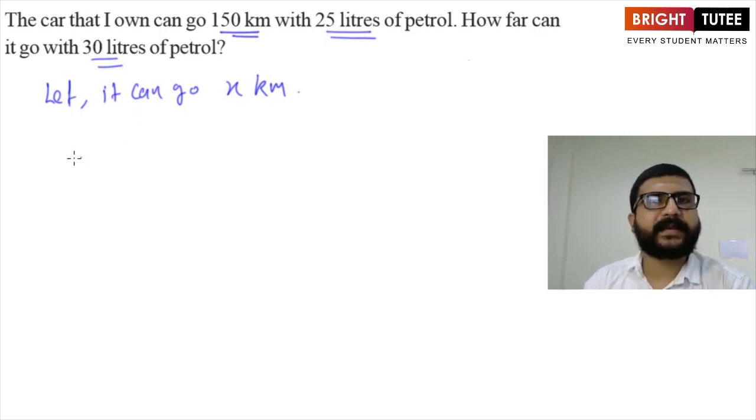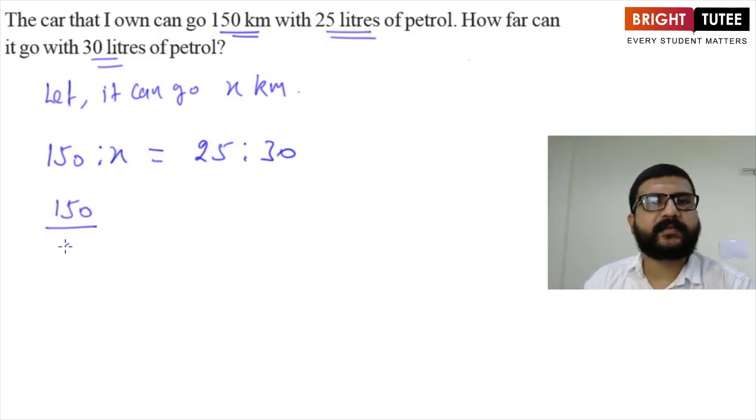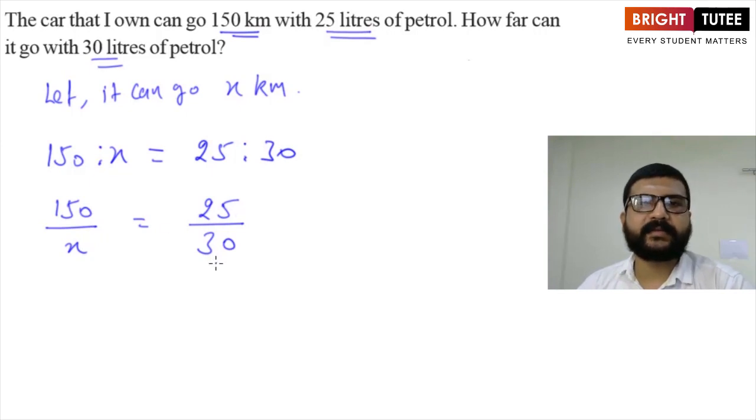Or what we can do, what else we can do? We can do like this: 150 is to x is equal to 25 is to 30. These are the kilometers. It can go in 25 liters, that is 150, and in 30 liters it can go x kilometers. So this ratio is equal to 25 is to 30. Now this can be written as 150 upon x is equal to 25 upon 30.